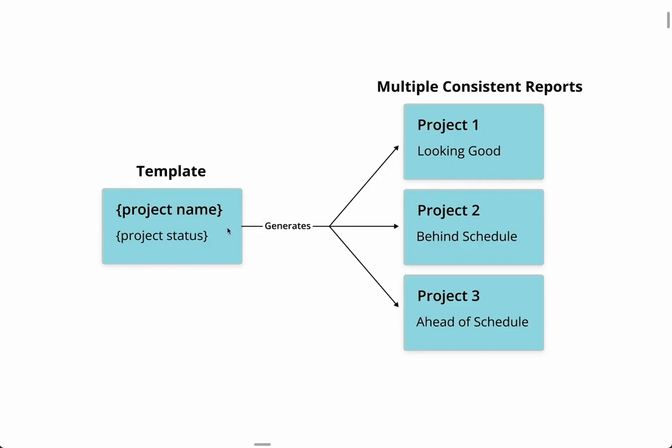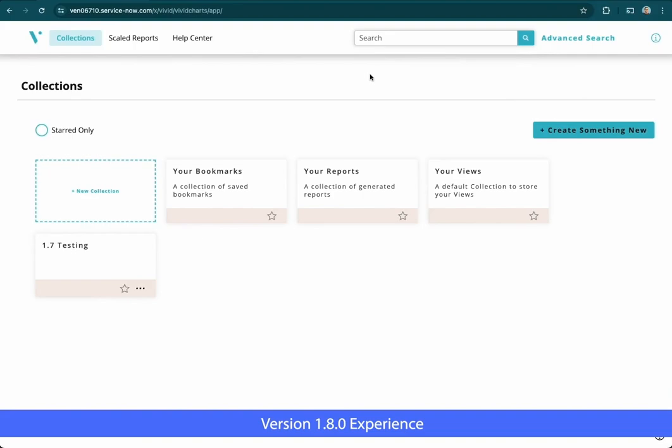So if you set up this template, you can point it at your project records, and then VividCharts will automatically generate and update all of the project status reports for the records that you choose. So we're making some changes in the 1.8 version because we heard from some customers that setting this up and making changes to it and managing it can be a little confusing at times. So we're looking to ultimately streamline this process and make it easier to manage, which I have loaded with the 1.8 version of VividCharts.